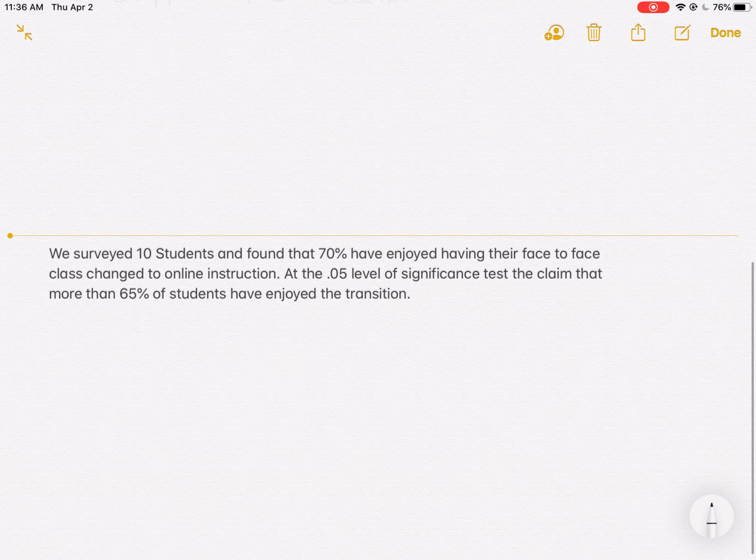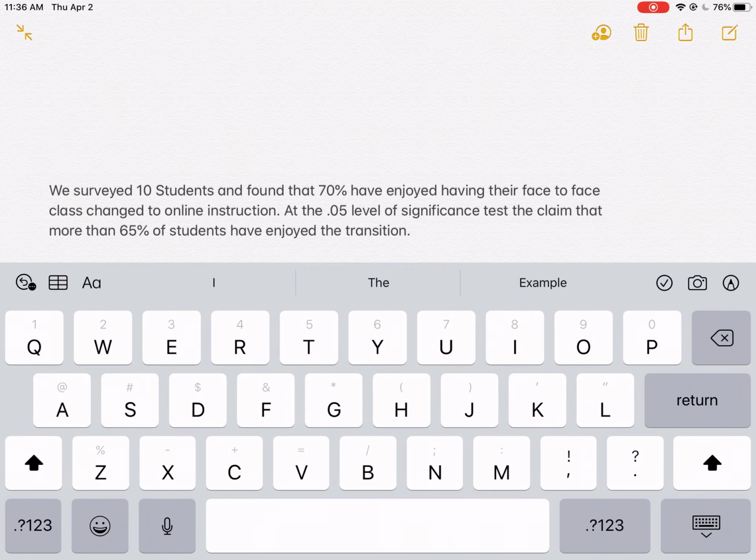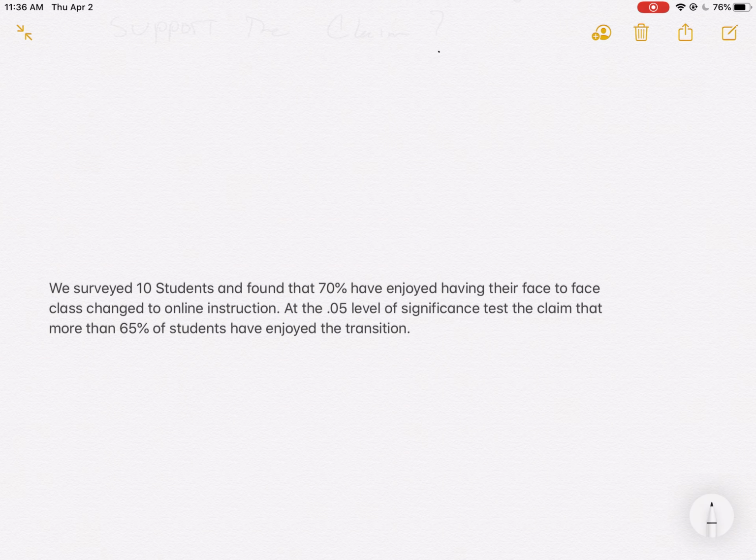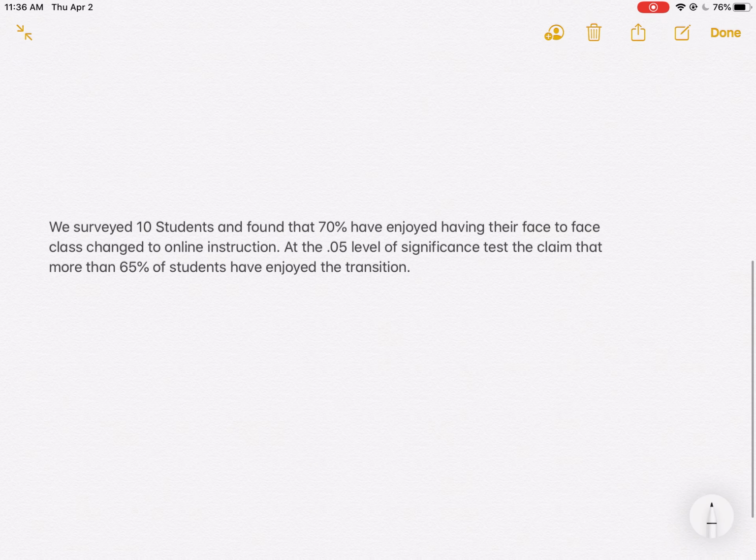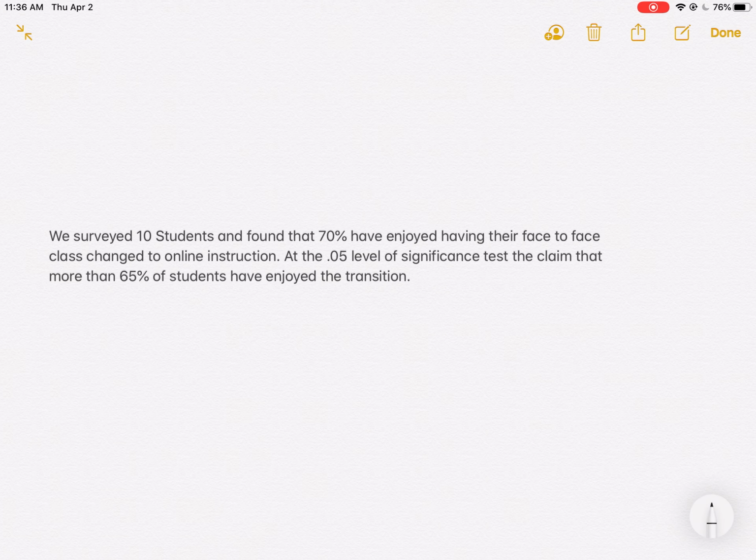So here's what a typical question looks like. It's down here. We have a question about 10 students. We surveyed 10 students and found that 70% have enjoyed having their face-to-face class changed to online instruction. At the 0.05 level of significance, test the claim that more than 65% of students have enjoyed the transition. That's what we're going to be dealing with: a problem that small and compact, and our job is to test it. I wanted you to see what an overall problem is going to look like.